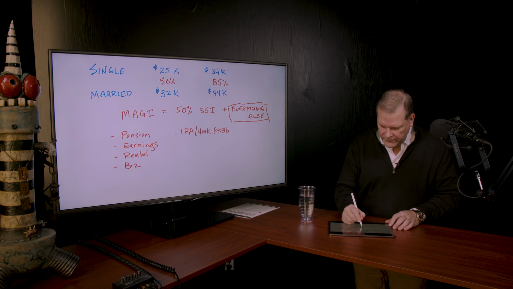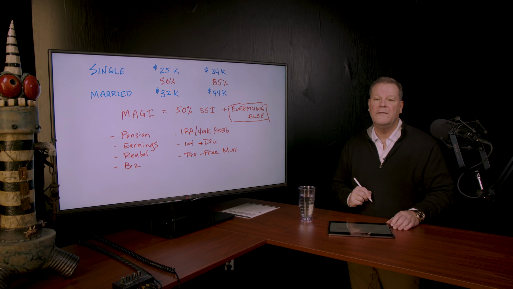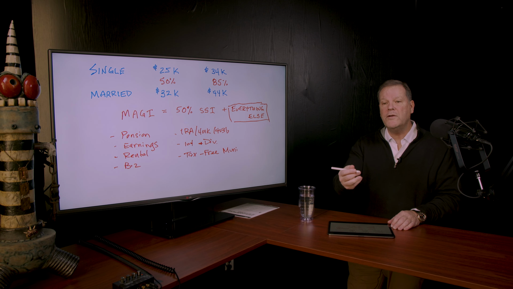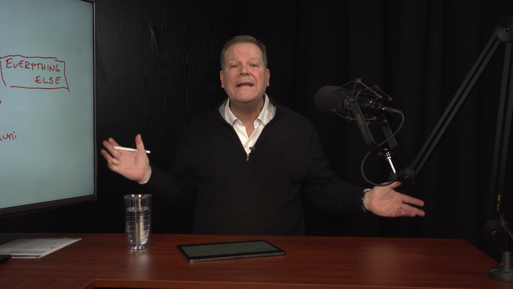Things like what if you get interest and dividends? That counts. How about this one? Tax-free municipal muni bond interest counts. That counts in this calculation. Hey, what if you're getting a deferred comp payout? That counts. Basically, everything counts. This all counts against you.